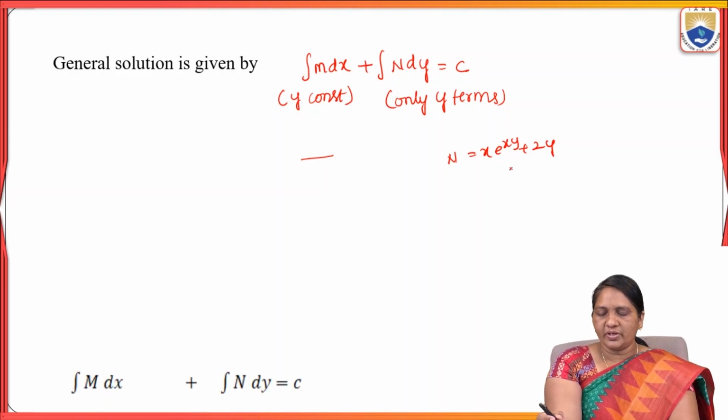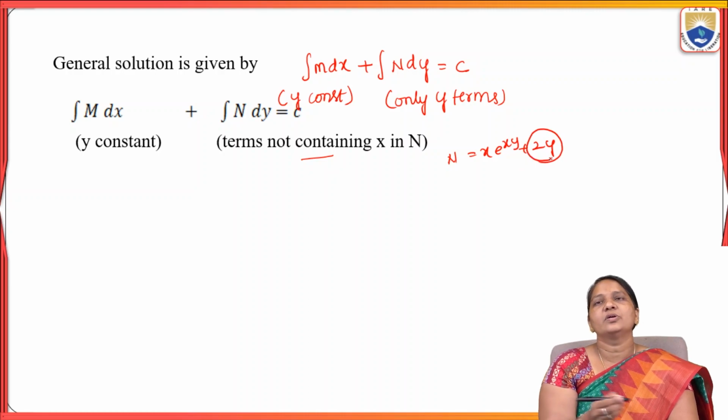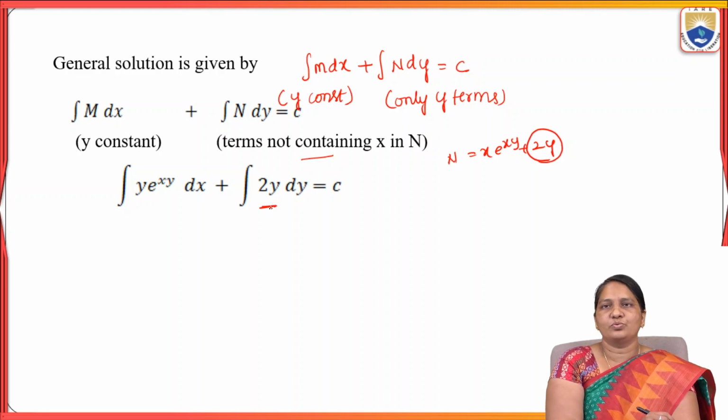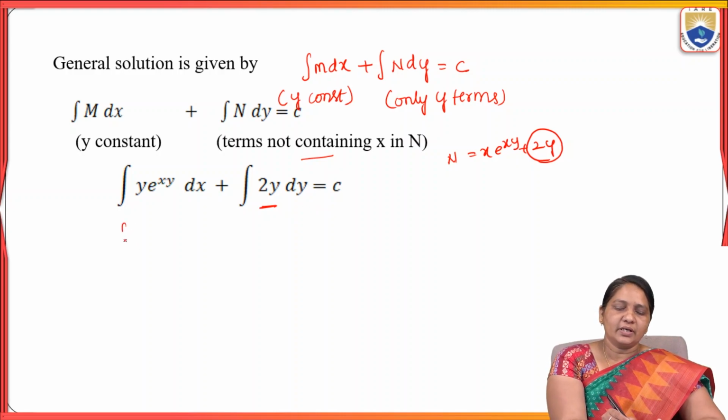Here in the n, we can take only the y term. So what is the only y term we have in the n? It is 2y. So that's why the n value we take here is 2y. If you have a separate y term in n, we can take it. And if there is a possibility to separate that term from the n, we can take it. So like that, we can calculate the value. So here, integral y e power xy dx plus integral 2y dy equal to c.